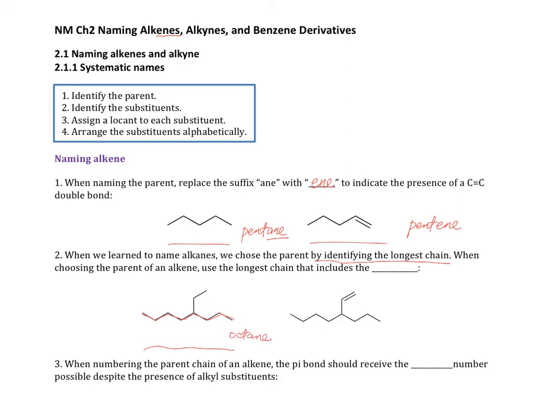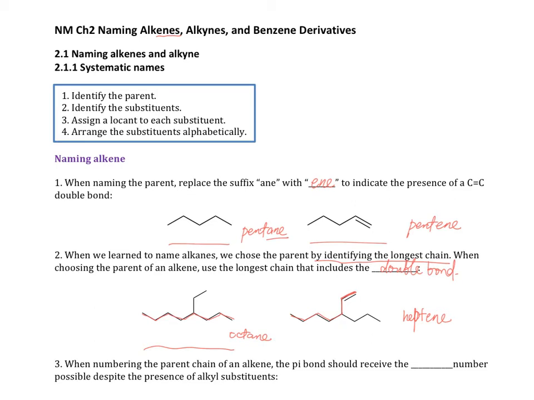What about for alkenes? For alkenes, the rule is to include the double bond. So your parent has to include this double bond. Even though the horizontal chain is going to be longer, we have to include the double bond. So the parent is actually a heptane. So we'll say include the double bond.